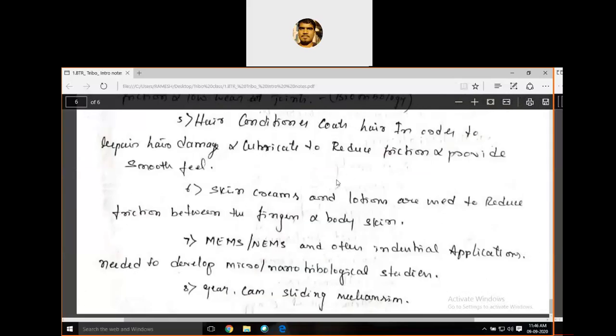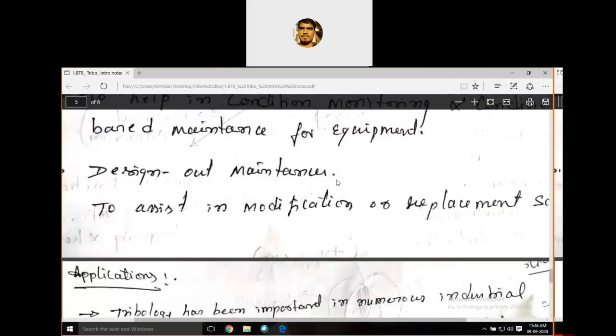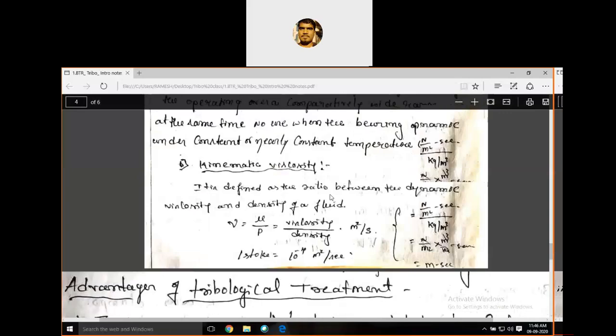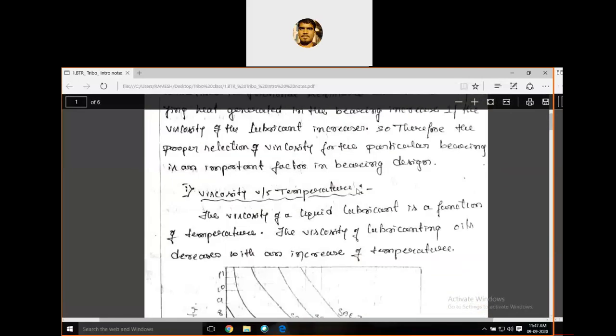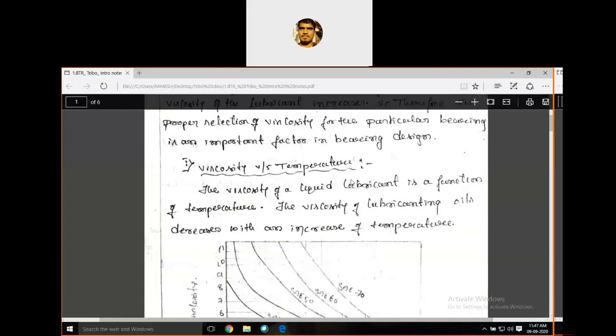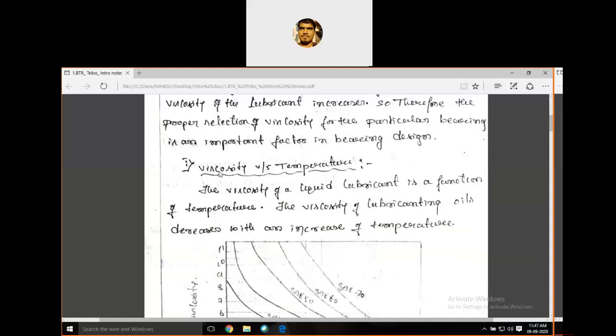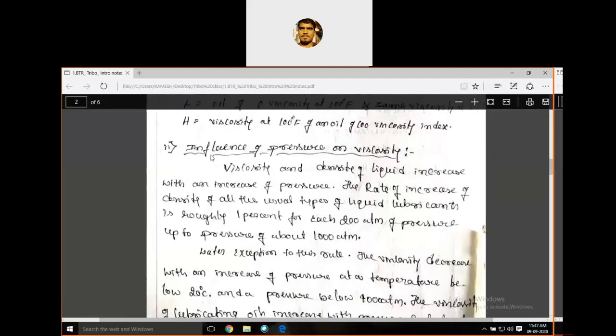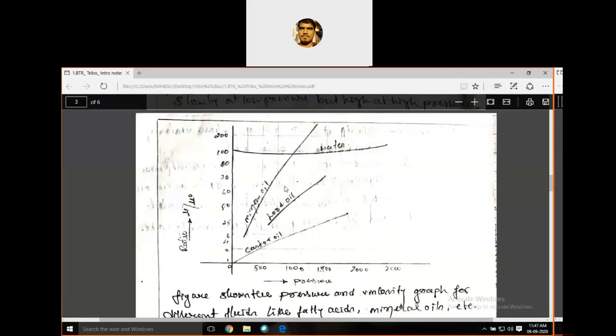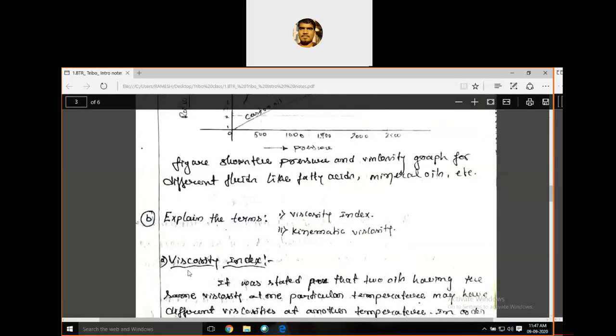So in the last class, we discussed what is viscosity. We discussed the definition. We discussed viscosity versus temperature, because viscosity is a function of temperature and pressure. First we discussed viscosity versus temperature. Then we discussed the influence of pressure as well as density on viscosity. And lastly, we discussed viscosity index.